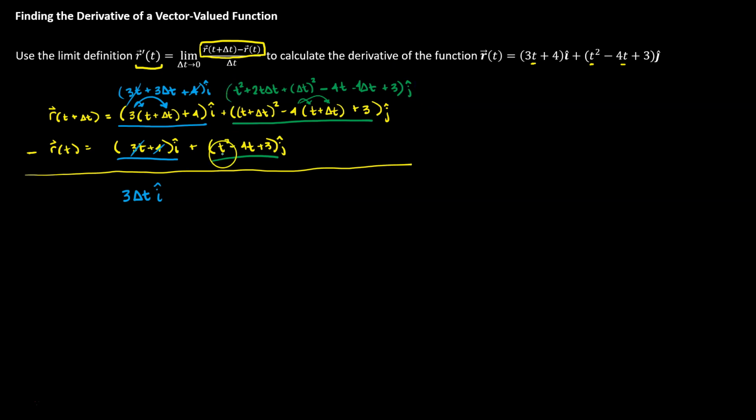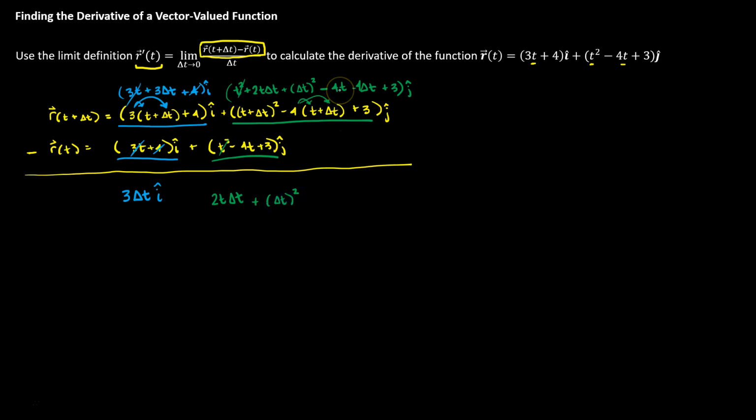t squared minus t squared, those cancel each other out. 2t delta t. I don't have another t delta t term down here, so that one would carry down. Then I have a delta t squared. I don't have anything down here to subtract a delta t squared, so that would carry down as well.